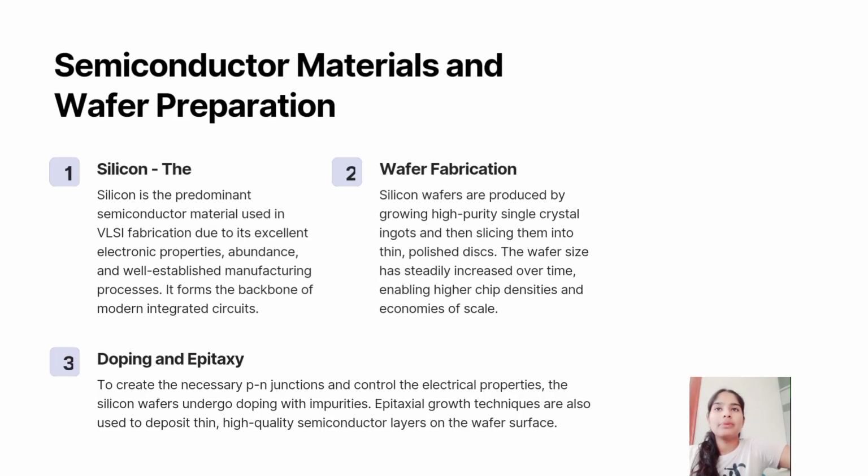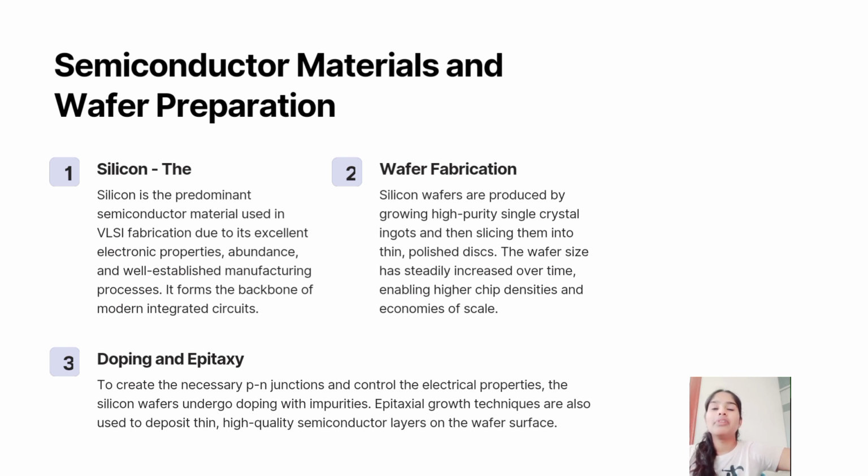Here, let's see about semiconductor materials and wafer preparation. Silicon, the workhorse. Silicon is a predominant semiconductor used in VLSI fabrication. Due to its excellent electronic properties, abundance and well-established manufacturing process, it forms the backbone of modern integrated circuits.